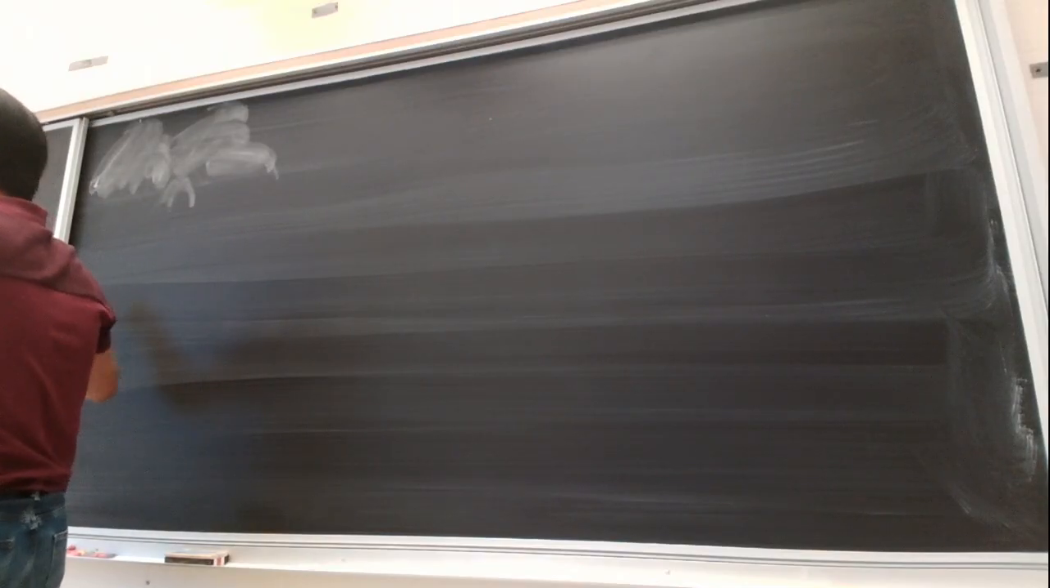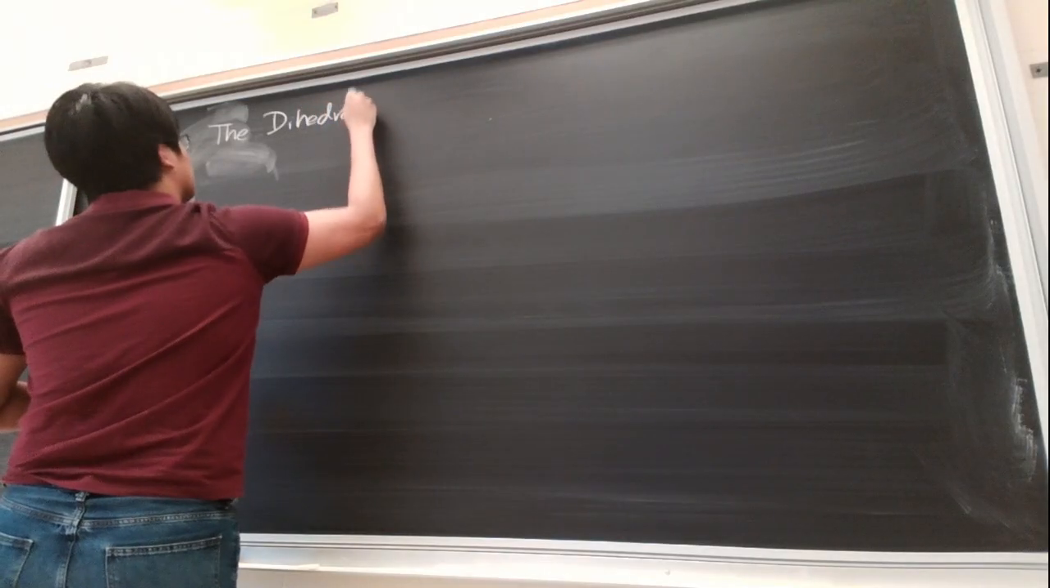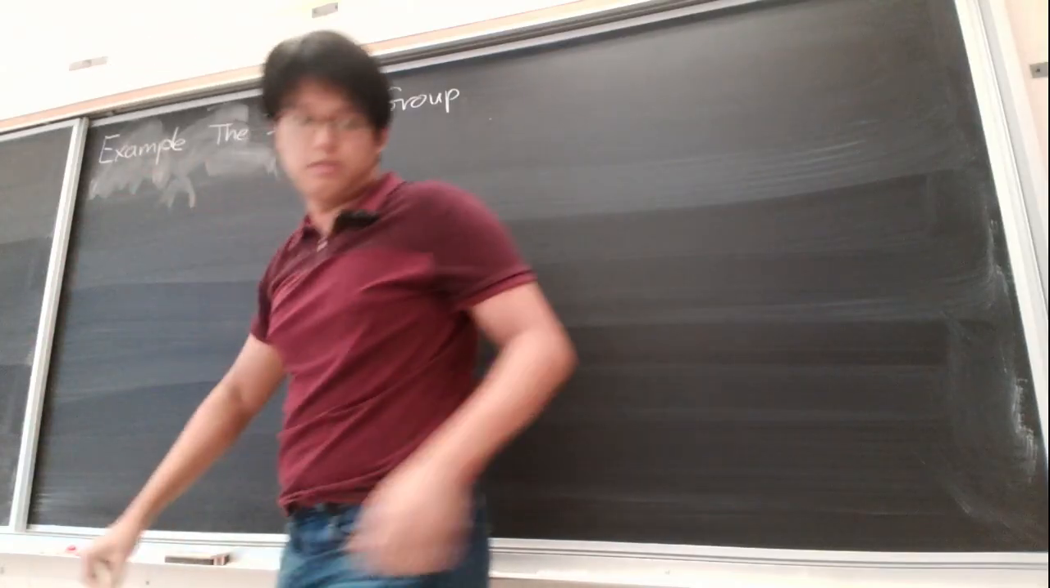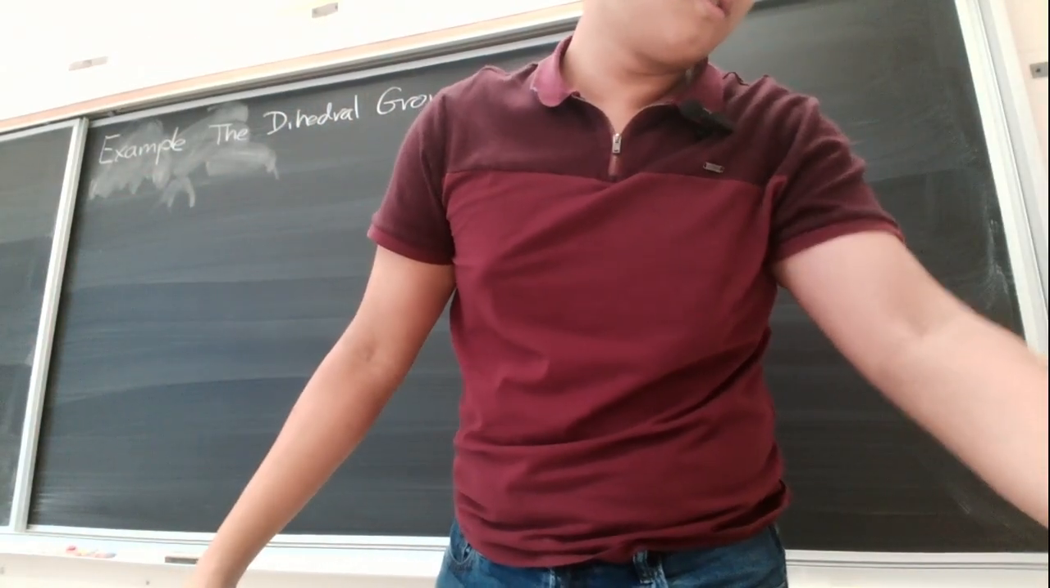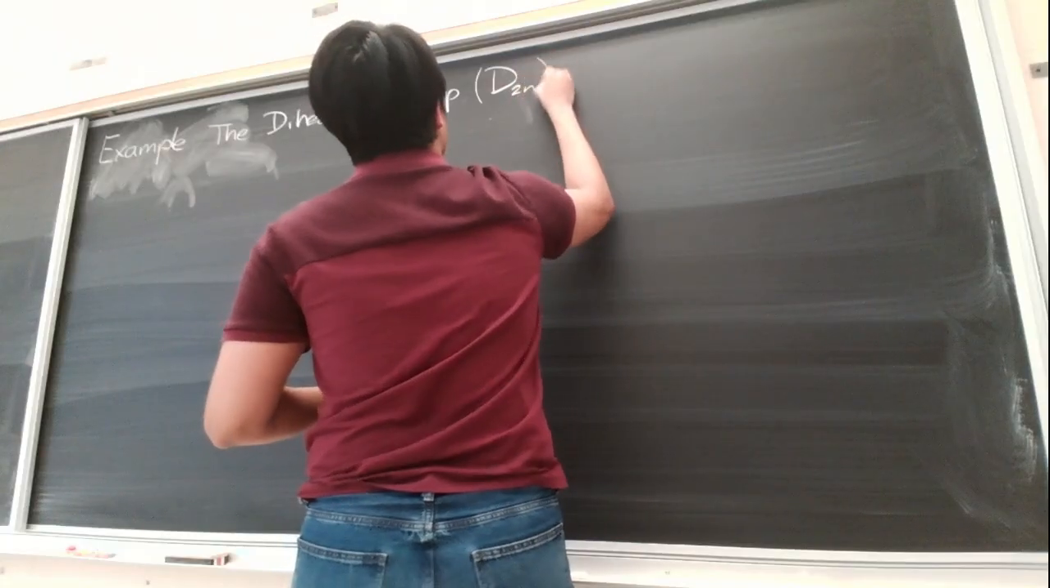So we will now consider the group of all permutations of the edges of the triangle. Example: the dihedral group. Let's see if I have an exact name for this. Oh, let's call it... they call this D of 2n.